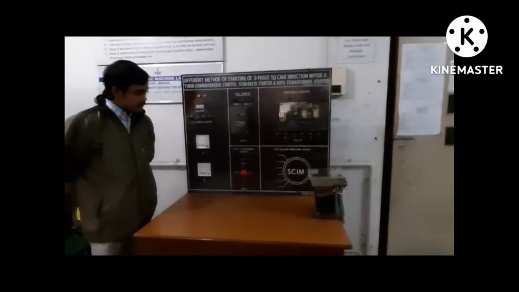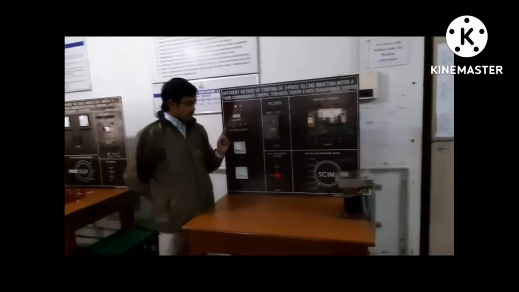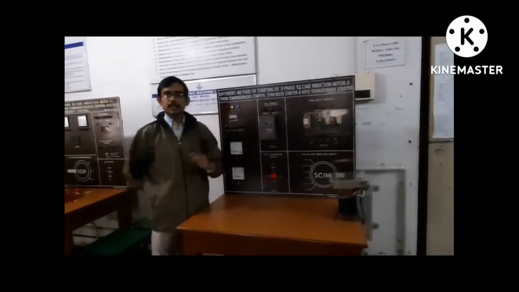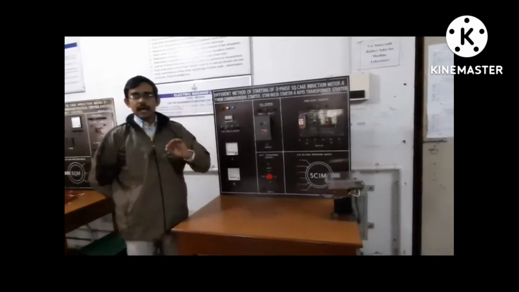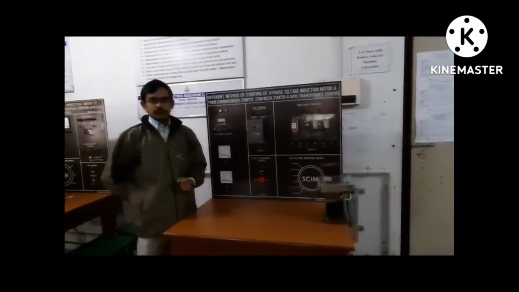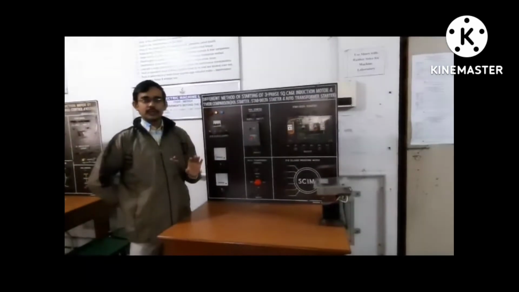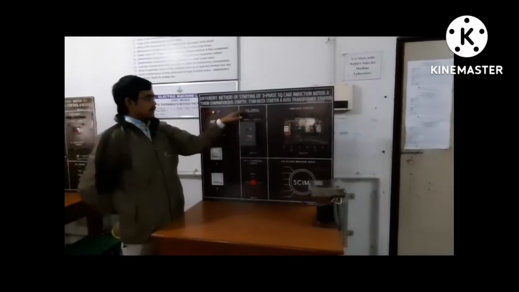Here in this experiment setup we have 3 kinds of starters: DOL starter, autotransformer starter and star delta starter. DOL means direct online starter. Generally those induction motors which have a very small rating are started directly by putting them into the supply. This is called direct online starter.